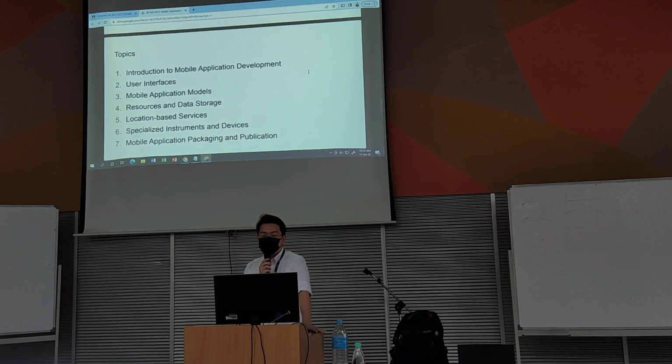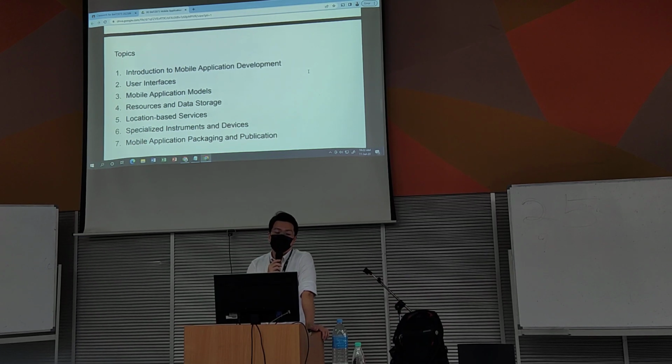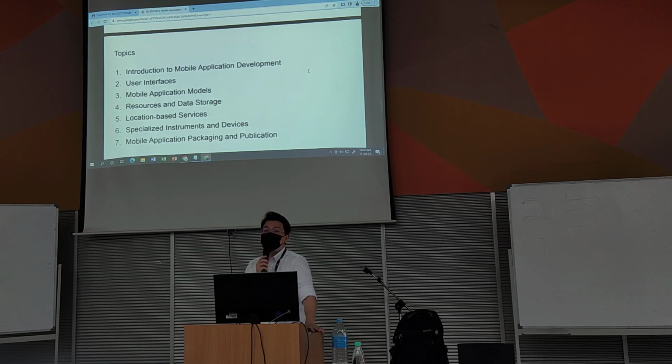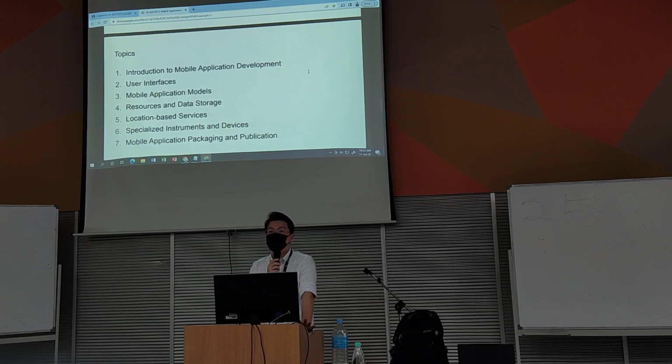So these are the topics that we are going to cover. There are 7 topics. Introduction to mobile applications, and user interface. For our user interface, we will have 3 subchapters, because there's a lot of things that we need to cover for our UI. And then we have mobile application models, resources and data storage, location-based services, specialized instrument device, and the last one will be mobile application packaging and applications.